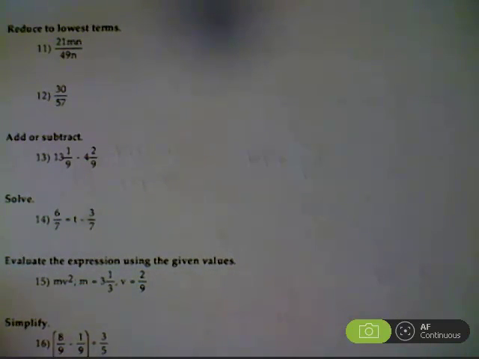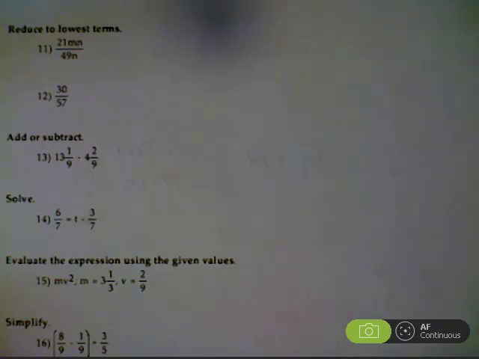This is side 2 of quiz number 4. A total of 20 questions, so 11 through 20. This side is fractions, and we're going to start with reducing.